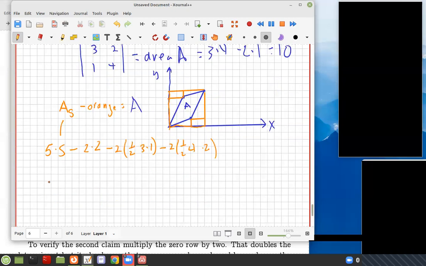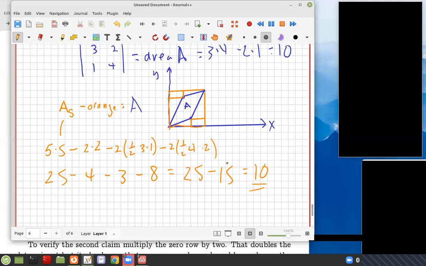So this is going to be 25 minus 4 minus, the 2 and the 1/2 cancel, minus 3 minus, the 2 and the 1/2 cancel, 2 times 4 is 8, which should equal 25 minus 15, right? 8 plus 4 is 12 plus 3 is 15, which equals 10.